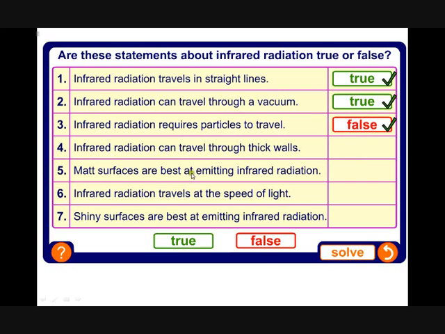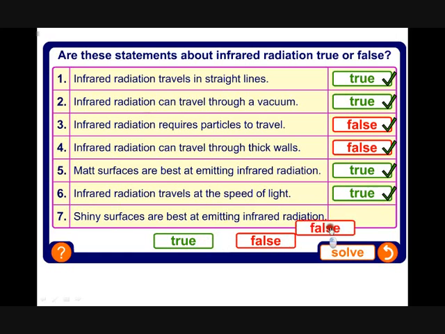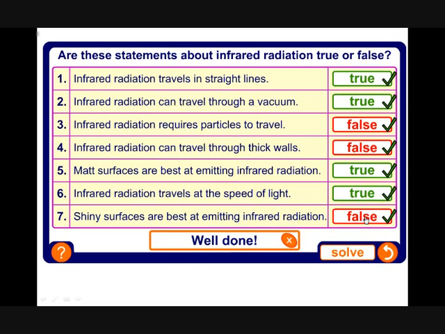Infrared radiation can travel through thick walls. It can't really, because if you imagine you shade yourself from the sun, you could do that by going inside and the sun won't get through, the light or the heat. Matte surfaces are best at emitting infrared radiation. So matte means not shiny, and we said that's definitely true. Infrared radiation travels at the speed of light. Well, it does because it's part of the same family, electromagnetic radiation, as light. That's definitely true. And finally, shiny surfaces are best at emitting infrared radiation. Well, that's false because we said matte surfaces are the best at emitting radiation.